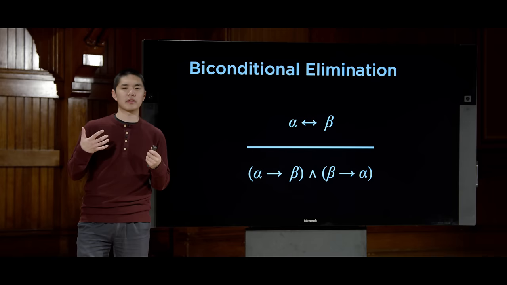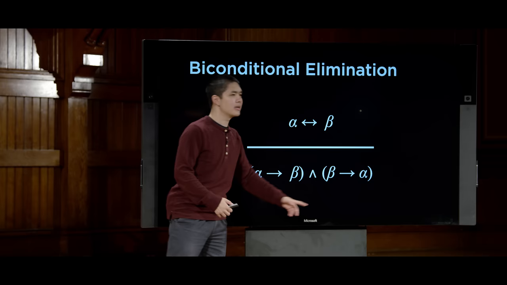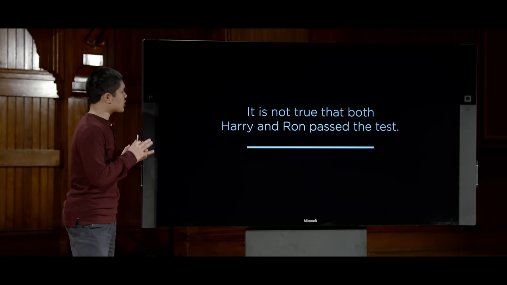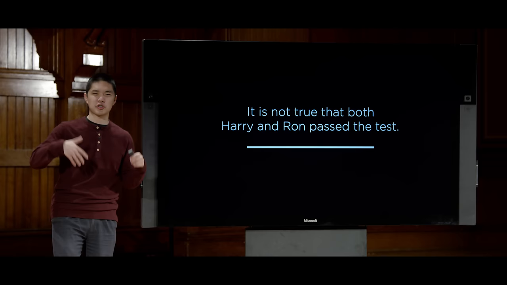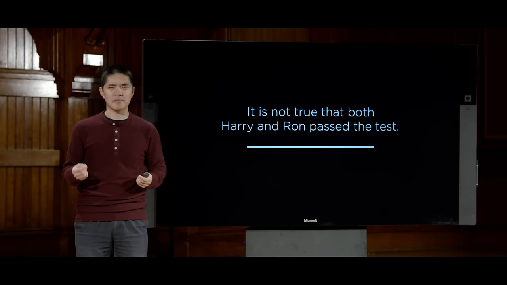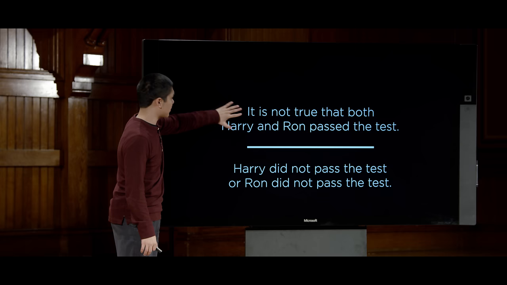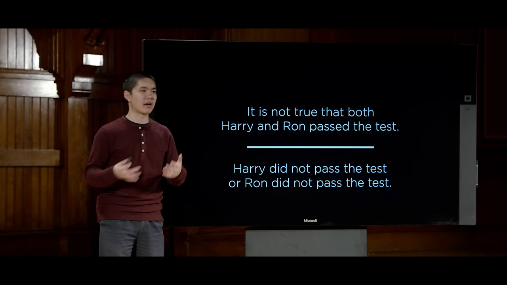So many of these inference rules are taking logic that uses certain symbols and turning them into different symbols, taking an implication and turning it into an or, taking a biconditional and turning it into implication. And another example of it would be something like this. It is not true that both Harry and Ron passed the test. Well, all right, how do we translate that? What does that mean? Well, if it is not true that both of them passed the test, well, then the reasonable conclusion we might draw is that at least one of them didn't pass the test. So the conclusion is either Harry did not pass the test or Ron did not pass the test, or both. This is not an exclusive or. But if it is true that it is not true that both Harry and Ron passed the test, well, then either Harry didn't pass the test or Ron didn't pass the test.